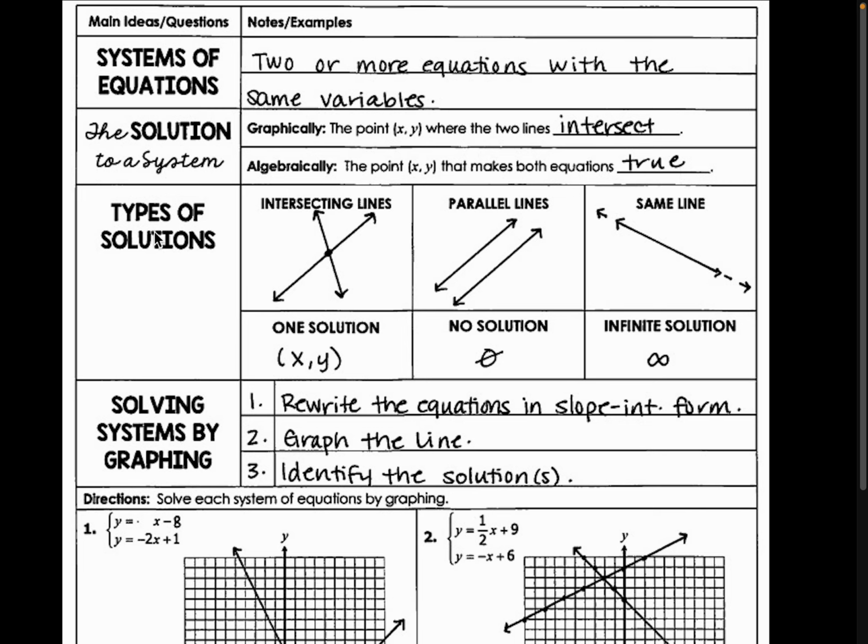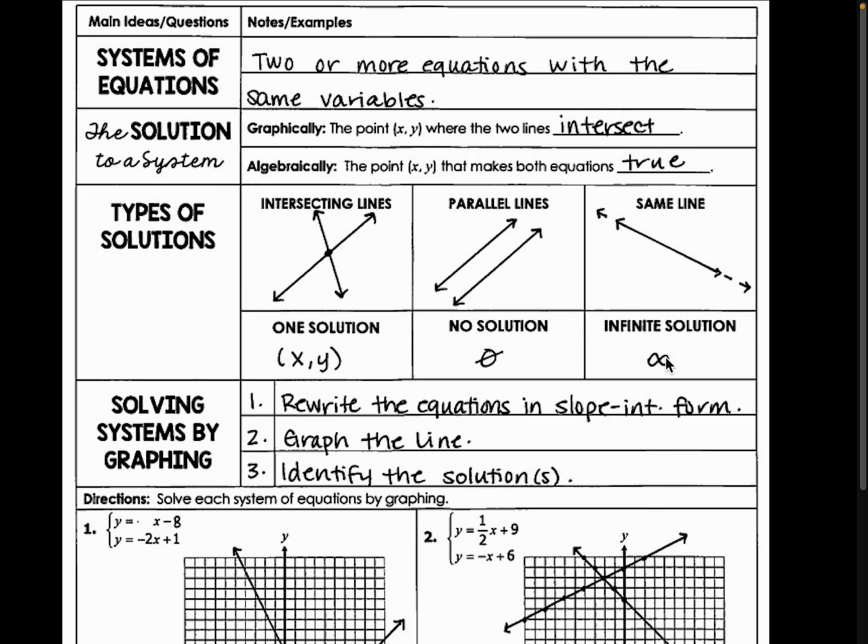We have 3 different types of solutions. We can have intersecting lines that cross. That results in one solution. It's a point. We can also have parallel lines which do not cross. Remember, parallel lines have the same slope. These lines have no solution because they do not cross. And then we can also have solutions that are the same lines. If we have equations that make the same lines, those are called infinitely many solutions.